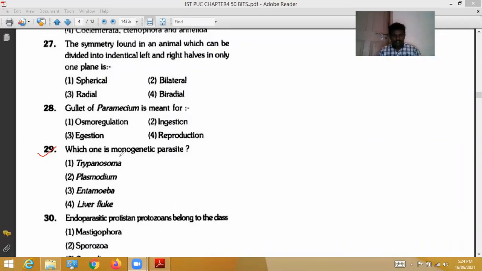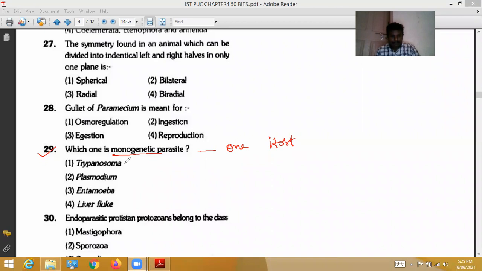29th question. Which one is a monogenetic parasite? First of all, what does monogenetic parasite mean? The organism which can finish its life cycle in only one host. Such organisms are called monogenetic parasites.